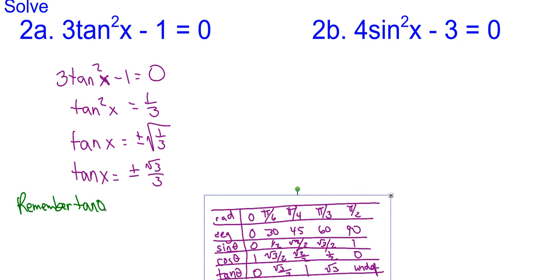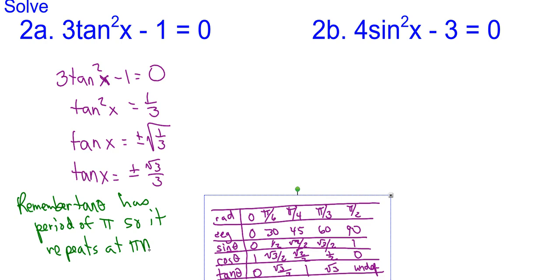And so tangent and cotangent, both of those will have some things that are similar. Since they have a period of pi, they repeat at pi n. And so when we're looking at things, all students take calculus. That is going to repeat.